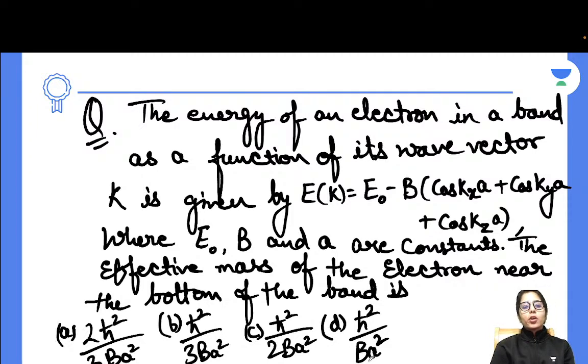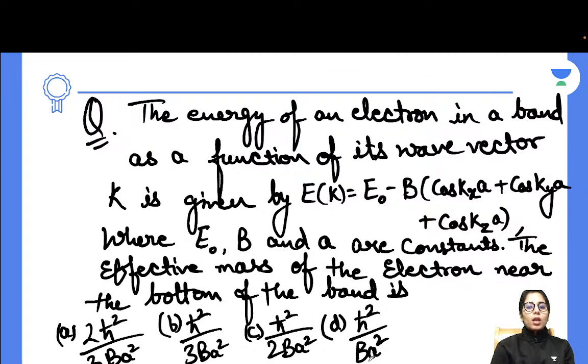Okay, guys, let's talk about it. The energy of an electron in a band as a function of its wave vector k is given by Ek is equal to E naught minus B cos kxa plus cos kya plus cos kza, where E naught, B and A are constants. The effective mass of the electron near the bottom of the band will be what?